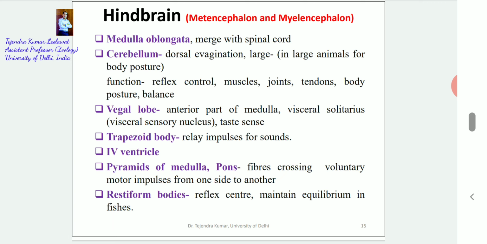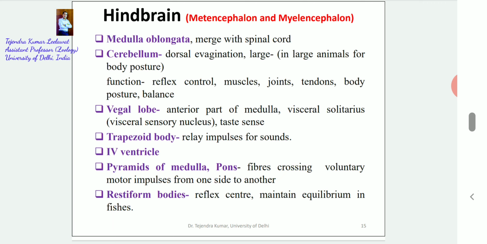Next is the vagal lobe. The vagal lobe is the anterior part of the medulla, and it has the visceral solitaries, because here sensory receptors send signals related to the visceral organs. So that's why it is called the visceral solitaries. A sensory nucleus is present here, and one more sense, taste, is also present here. Whenever we find that this thing is sweet, this is sour, this is bitter, how can we identify? These are all based on the taste sense, which is present here in the vagal lobe.